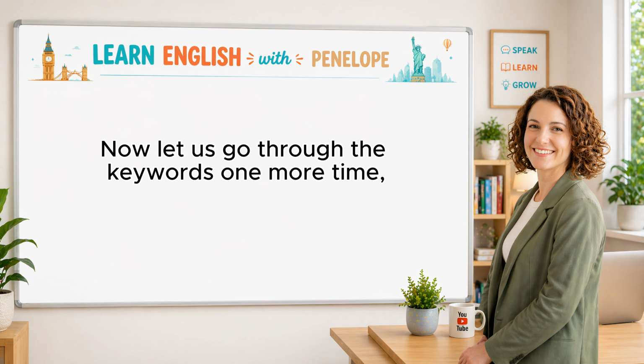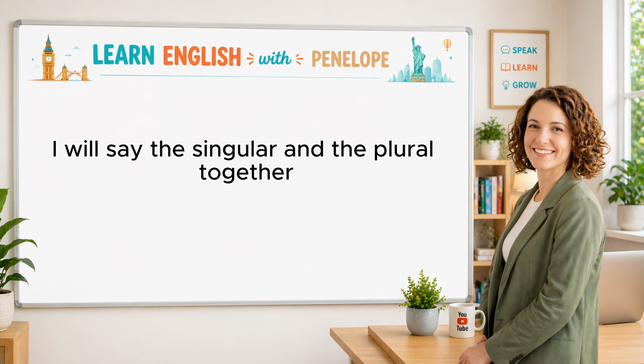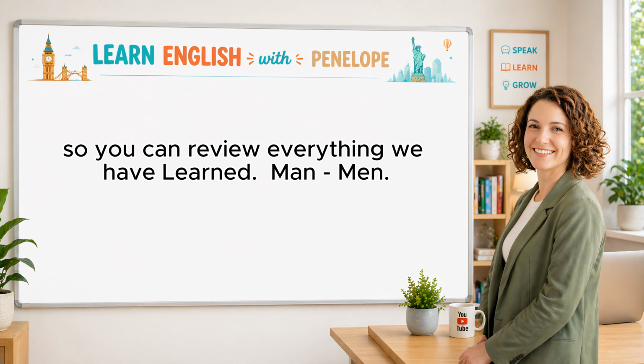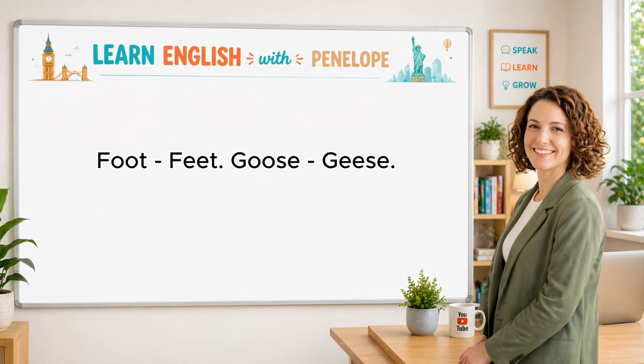Now let us go through the keywords one more time, nice and slowly. I will say the singular and the plural together so you can review everything we have learned. Man, men, woman, women, child, children, tooth, teeth, foot, feet, goose, geese, mouse, mice, leaf, leaves, knife, knives, life, lives, wolf, wolves, sheep, sheep, fish, fish, deer, deer, person, people, ox, oxen.